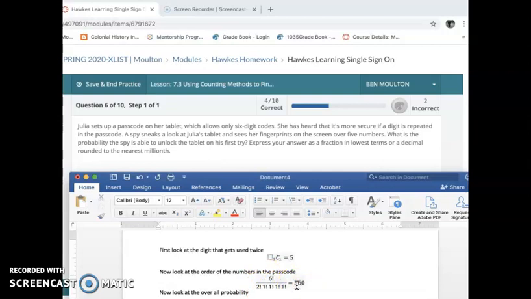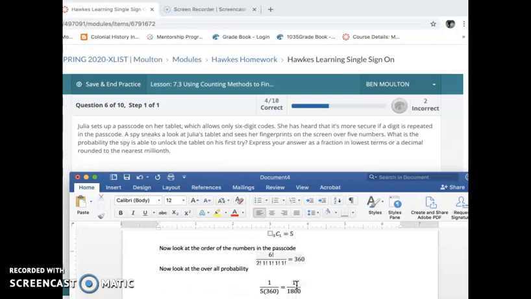Now you have to look at the overall probability, and to get that, you're just going to have 1 over 5 times 360, which is 1 over 800. Or excuse me, 1 over 1800. That right there is your answer, folks.